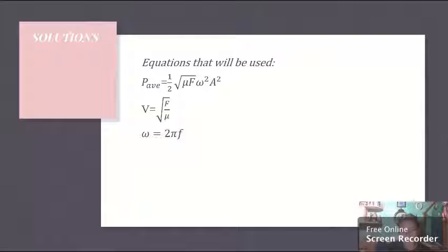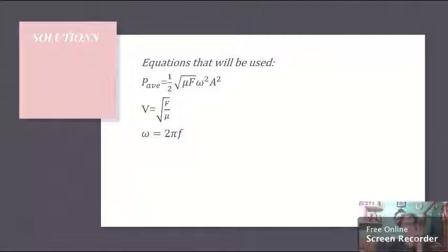So the equations that we're going to use, the most important is the wave power, which is the average power carried by the sinusoidal wave. The next one is V is equal to square root of F over mu, which is the wave speed in terms of tension and linear mass density. While the last equation is omega is equal to 2 pi f, which is the relation between the angular speed of the wave and the frequency.